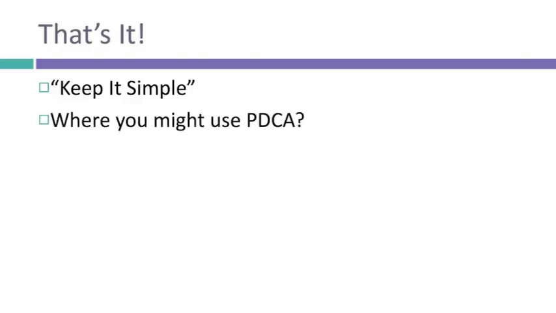That's it. Now remember, keep it simple. Start thinking about when you and your team can use PDCA. Talk about it with your supervisor or at a staff meeting. And the next time you encounter a problem, consider using a structured PDCA approach to make things better.